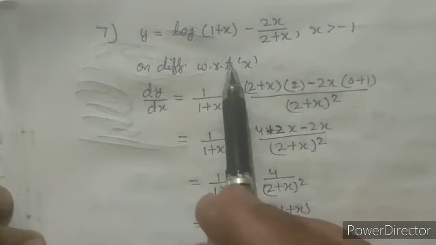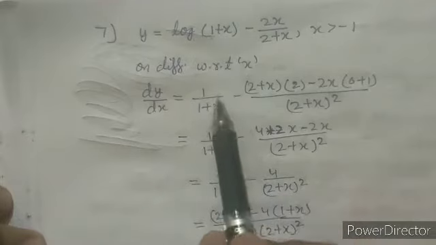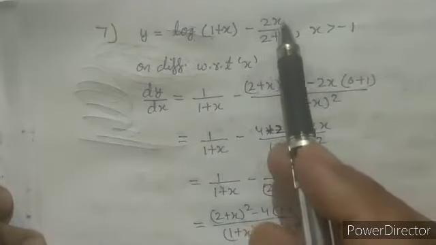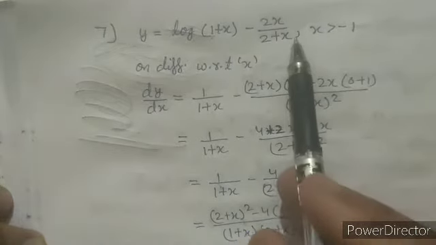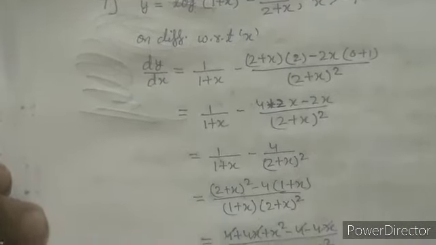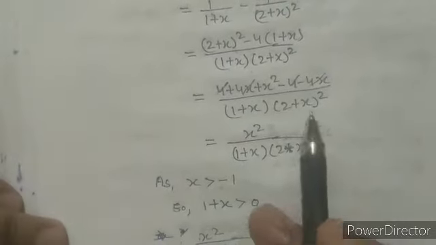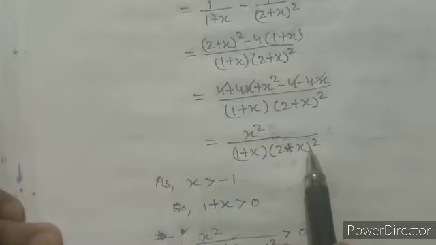On differentiating with respect to x, dy by dx will be equal to 1 upon (1 plus x) minus [(2 plus x) d by dx of 2x minus 2x d by dx of (2 plus x)] upon (2 plus x) whole square. And on solving this, we will get dy by dx as x square upon (1 plus x) into (2 plus x) whole square.